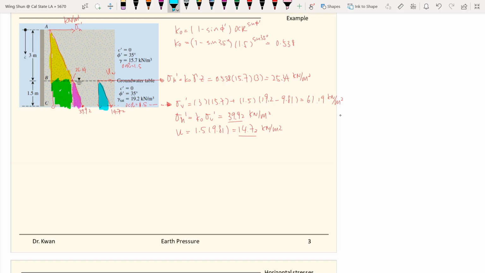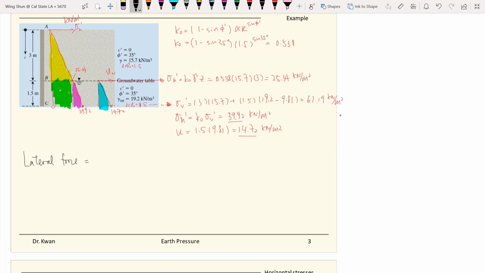The stress distributions are very powerful because they help us find the lateral force, P naught, since eventually we want to find the amount of the lateral force acting on the wall and also the location of this lateral force. The lateral force will be equal to the area that we just found for the stress distributions.